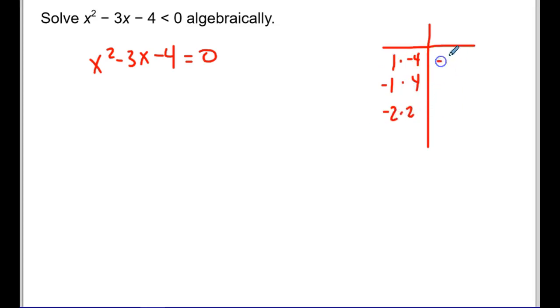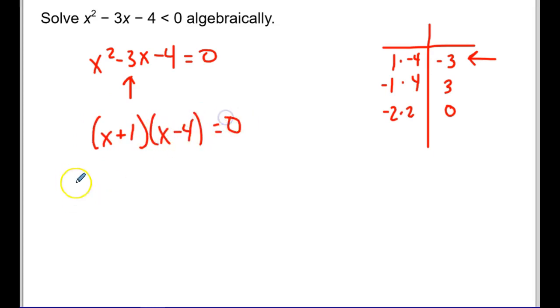So now let's add these together. I've got negative 3, positive 3, and then 0. My middle term, my b term, was a negative 3, so this is what I'm going to be using. So now I have x plus 1 times x minus 4 equals 0. And then I use my zero product property, so x equals negative 1 or x equals 4.